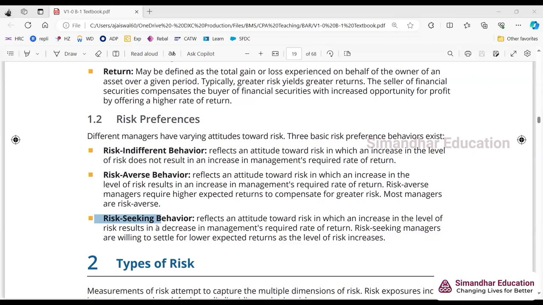How many of you have seen the movie Zindagi Na Milegi Dobara? Hrithik Roshan, Farhan Akhtar, Abhay Deol. Have you seen the movie Zindagi Na Milegi Dobara? It's a great movie. If you have not seen, then you should see. Okay, not right now. After becoming CPA, you see.